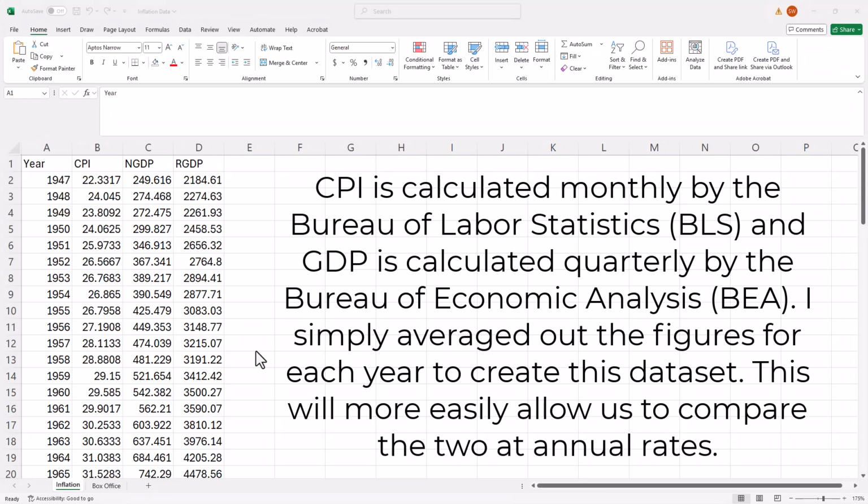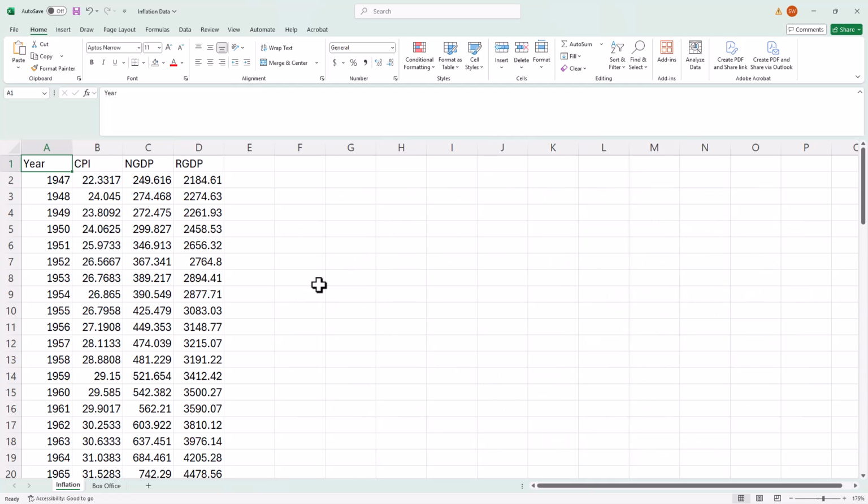I've aggregated all the data up to the annual level, starting in 1947 and then going all the way to the present day. In the previous set of videos, we used nominal and real GDP to calculate the GDP deflator and use that to calculate inflation rates. We're going to do that again, but we're also going to calculate it using the CPI and see how those two methods compare to each other.